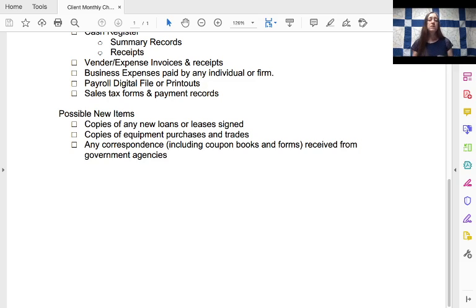Then you may have business expenses that are paid by an owner. Now, if you're a sole proprietor, absolutely, there's a lot of business expenses usually paid by an individual, either the owner or an employee, and you've used your personal card, you've used cash. Any records along with that need to be gathered. Some companies have a process where you gather those individual expenses, you fill out a reimbursement form, and then you move on. So whichever process your company does, that information needs to again be given to your bookkeeper.